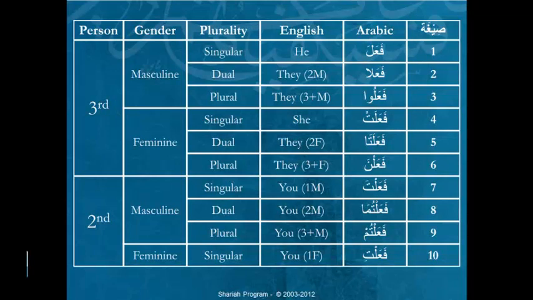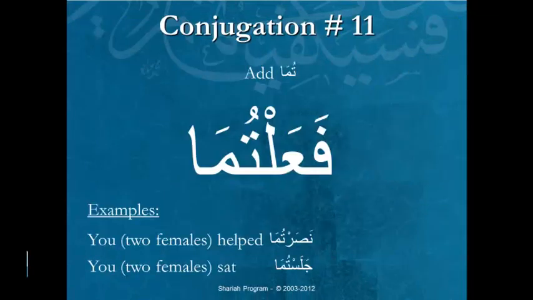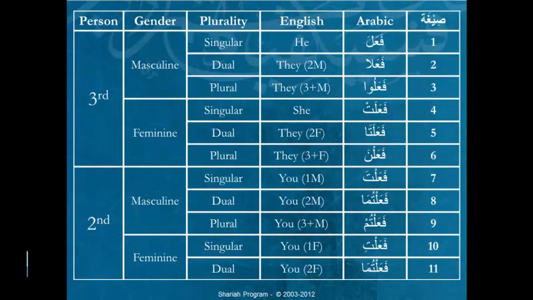Now for the two females, we're going to repeat the same one we did. Number 8 is going to come again, and that's an overlap. There's very little overlap in this table; this is the one place where there is. So fa'altuma is repeated twice, speaking to two females. It doesn't matter if you're speaking to two males or two females; you use the same one. You'll say nasartuma, you two females helped, and jalastuma, you two females sat. For number 12, it's tunna. But first, you get to see all 11 of them on the screen, and the 11th one is fa'altuma.